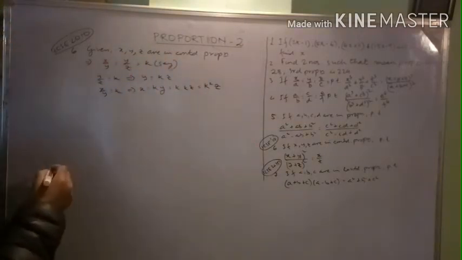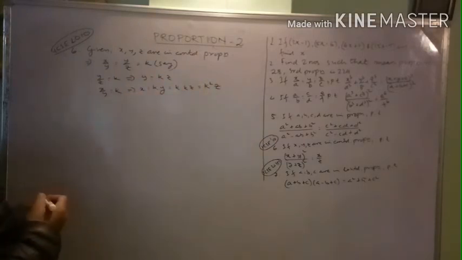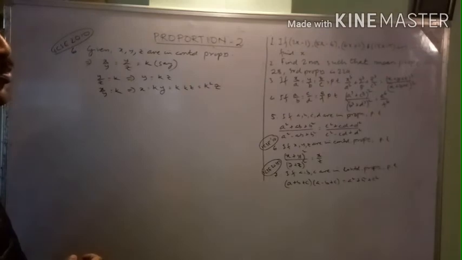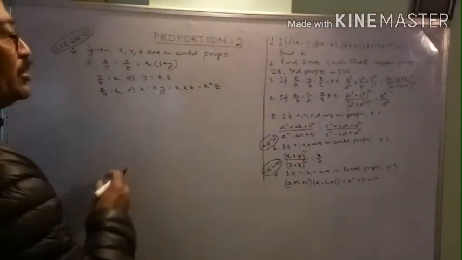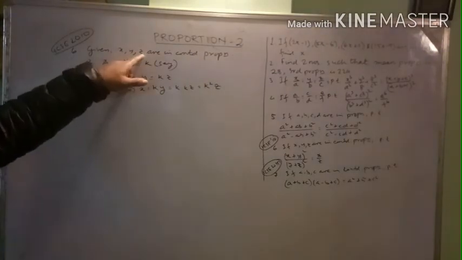Now you see, we have expressed both x and y in terms of k and z. So you have to be careful when it is continued proportion. Everything you have to express in terms of k and the last variable, the last number z.